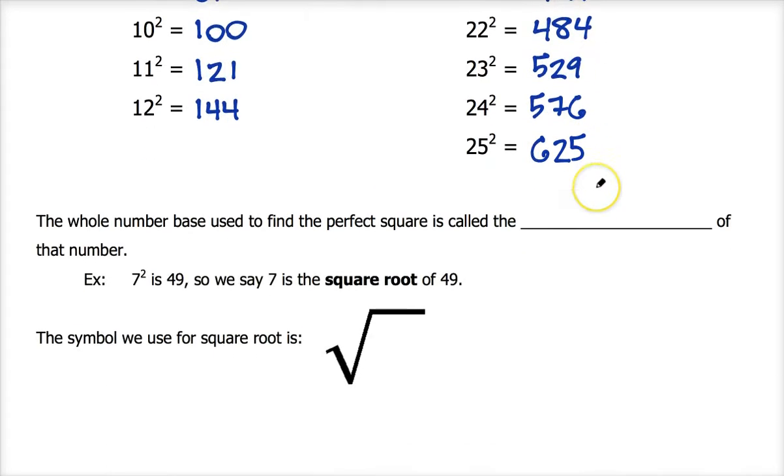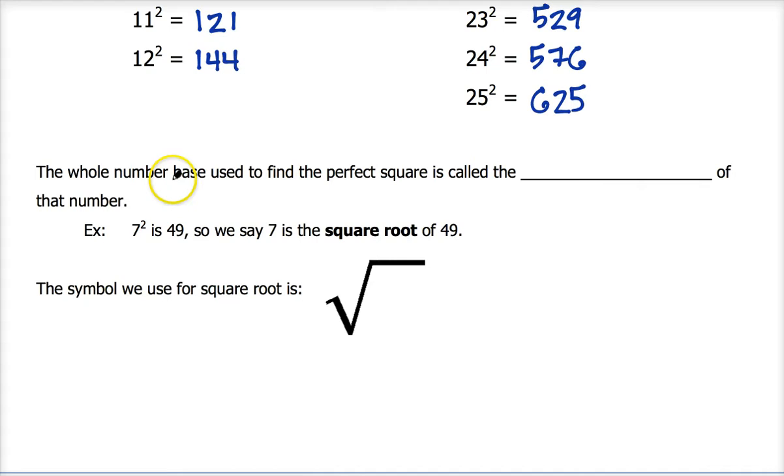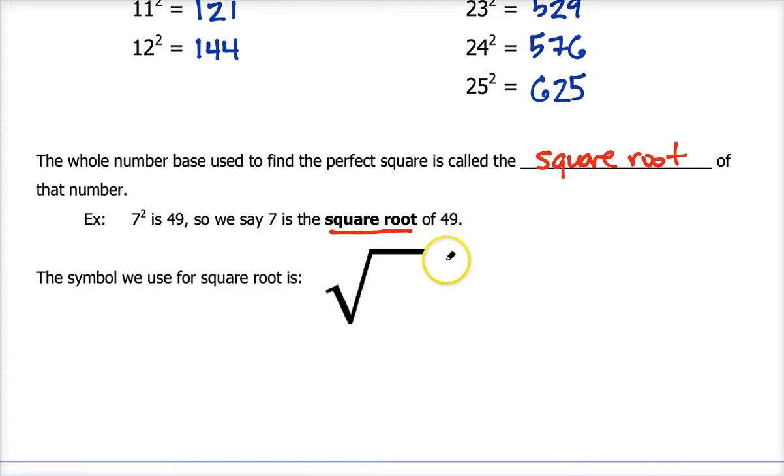Okay, so now moving on to the bottom here. The whole number base that we use to find the perfect square is what we call the square root of that number. So for example, because 7 squared is 49, we say that 7 is the square root of 49. The symbol for square root is this. It kind of looks like a slanted long division sign. So anytime you see this symbol, you would say the square root of.